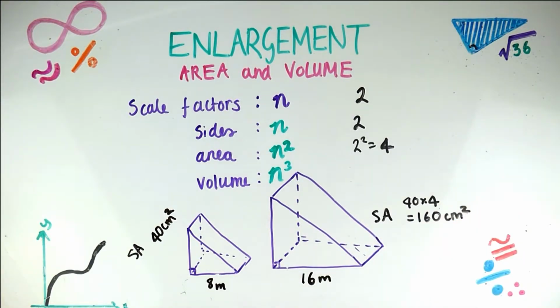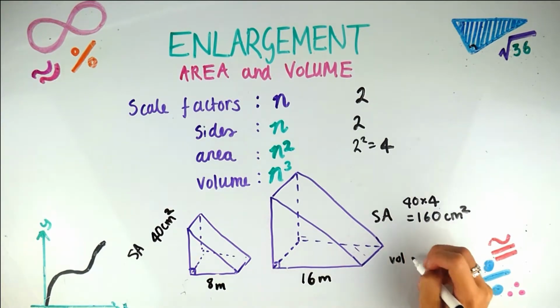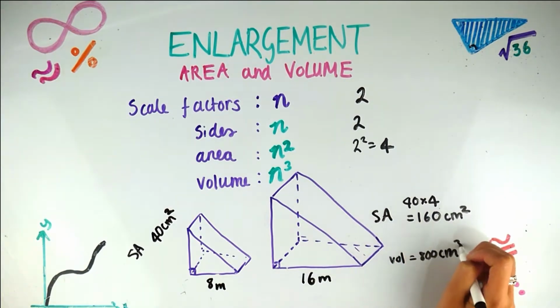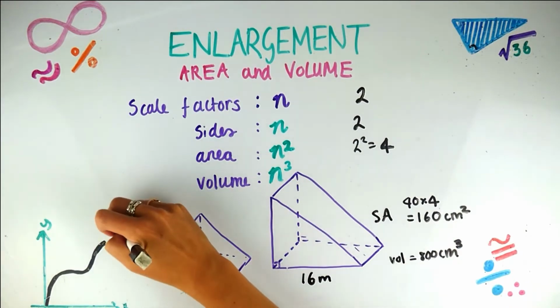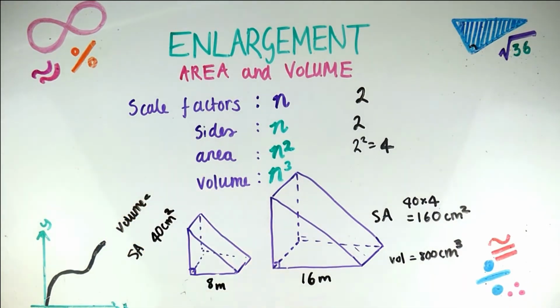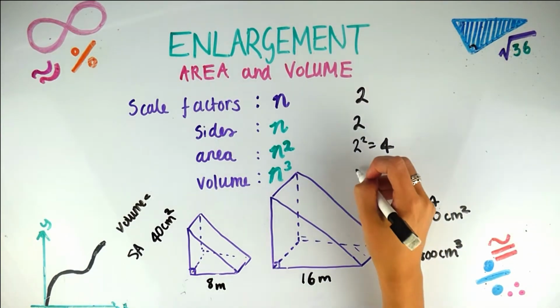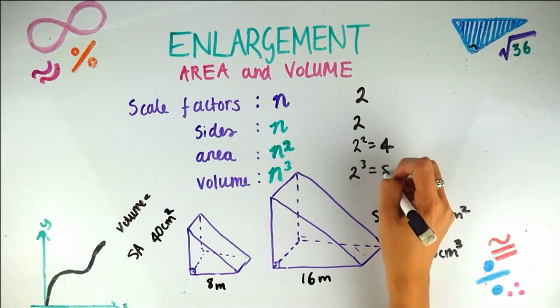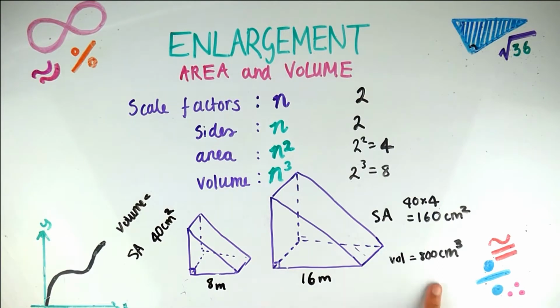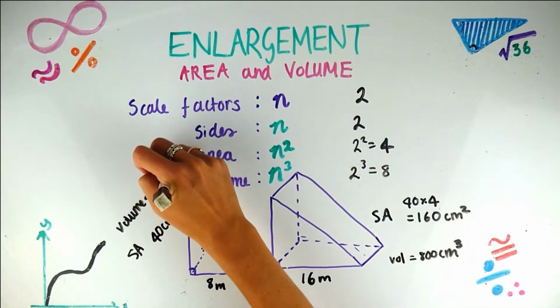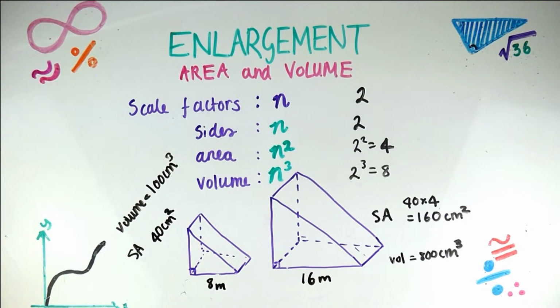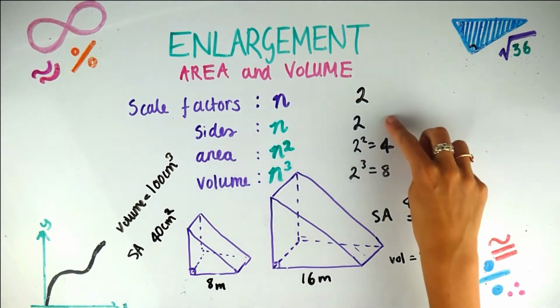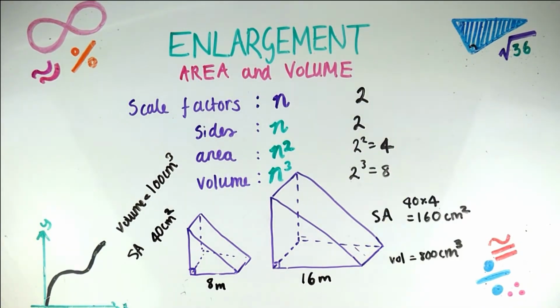What if I said the volume of this shape was 800 centimetres cubed? What is the volume of this shape? Now I know the scale factor for volume isn't just 2, it's 2 cubed, which is 8. But this time I'm going from big to small, so I'm going to do 800 divided by 8, which gives me 100. So this would be 100 centimetres cubed. So basically, if you're looking at area or volume, you have to do one more step with the scale factor to work out your area scale factor or your volume scale factor.